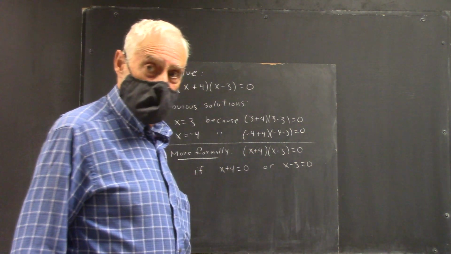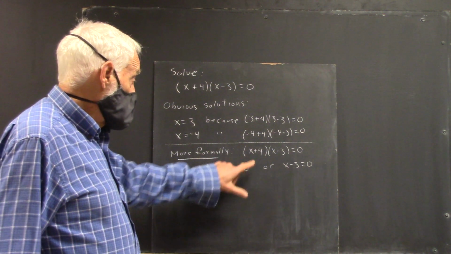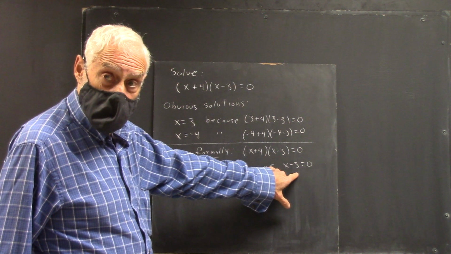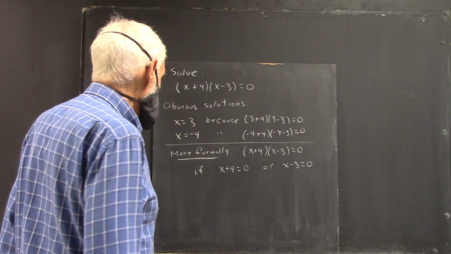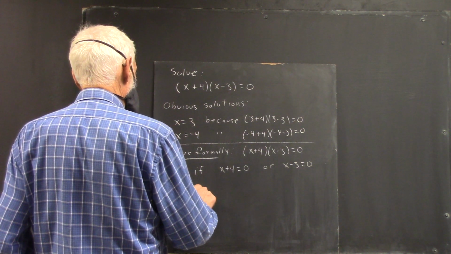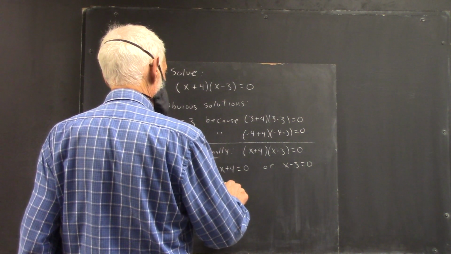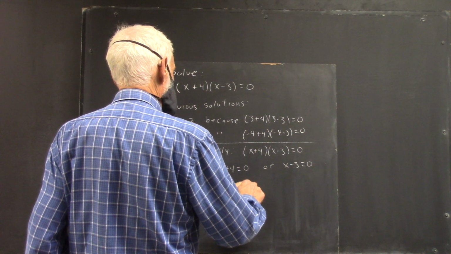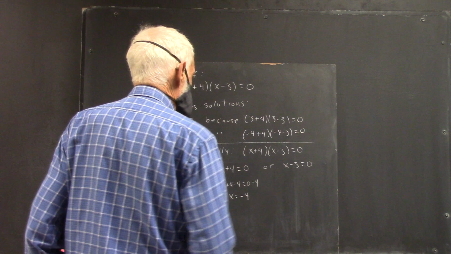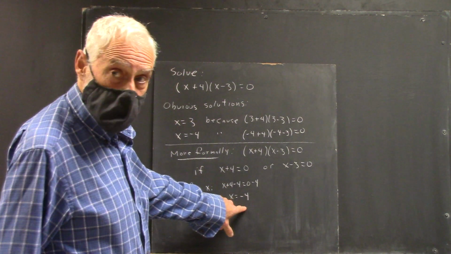Product of two numbers is 0, as long as one of them is 0. It means either the first number could be 0, that means x plus 4 would be 0, or the second number could be 0, x minus 3 would be 0. Subtract 4 from both sides, you get x equals negative 4.